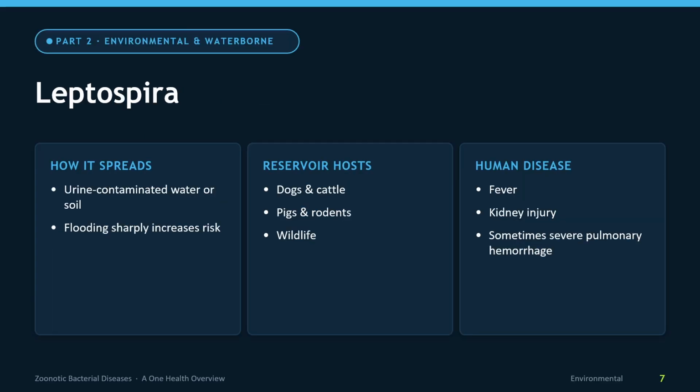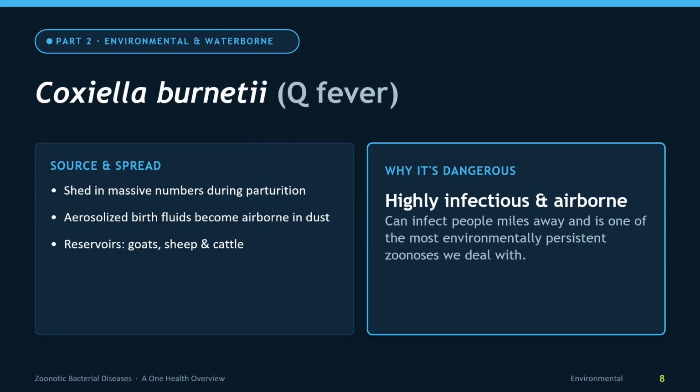Leptospirosis spreads through urine, contaminated water, or soil. Dogs, cattle, pigs, rodents, and wildlife all play roles. Flooding dramatically increases risk. In humans, it causes fever, kidney injury, and sometimes severe pulmonary hemorrhage.